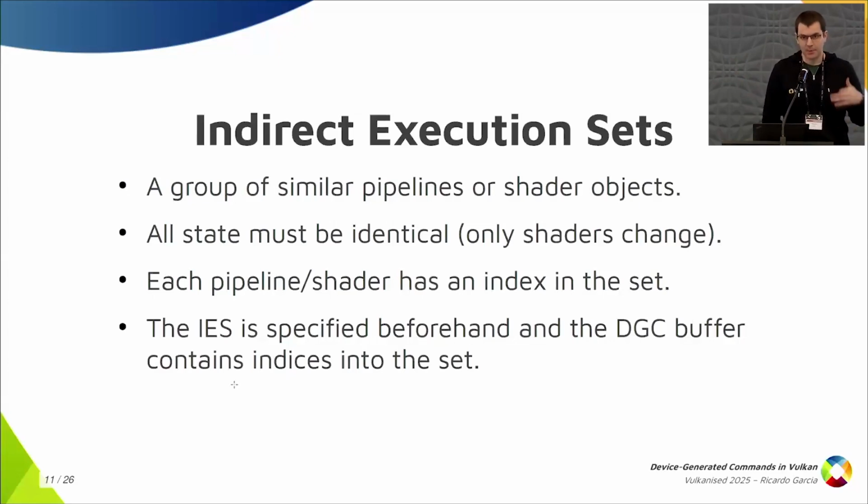And then you pass this execution set beforehand, before executing the command, so that the driver knows which set of pipelines you are going to use. And then in the DGC buffer, when you have this pipeline token, you only have to store the index of the pipeline that you want to use. So you create the execution set with 20 pipelines, and you pass an index for the pipeline that you want to use for each draw, or for each dispatch or whatever.